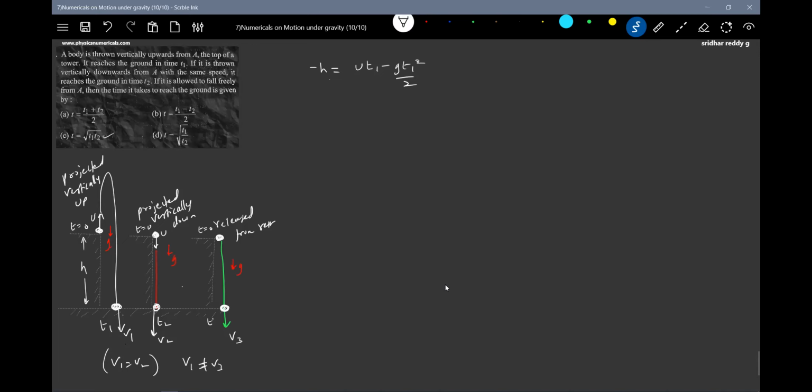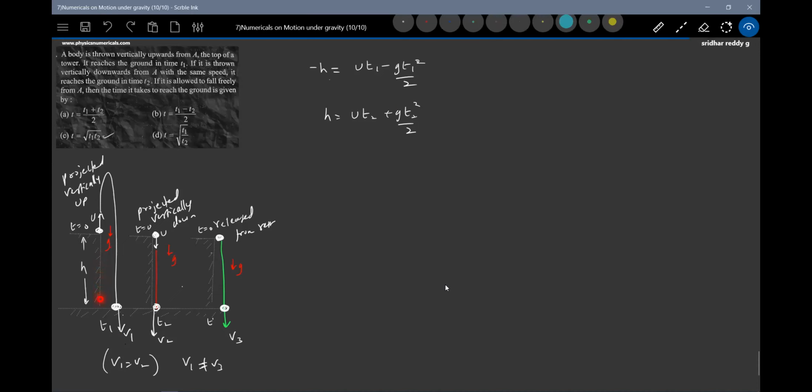There's one equation, then h equal to ut². Look at here now. Why is g positive here? The g will be in the direction of initial velocity. Are you able to understand these two situations now? You see it here, I took h negative, because that displacement is measured opposite to initial velocity. Here the same h is in the direction of initial velocity.